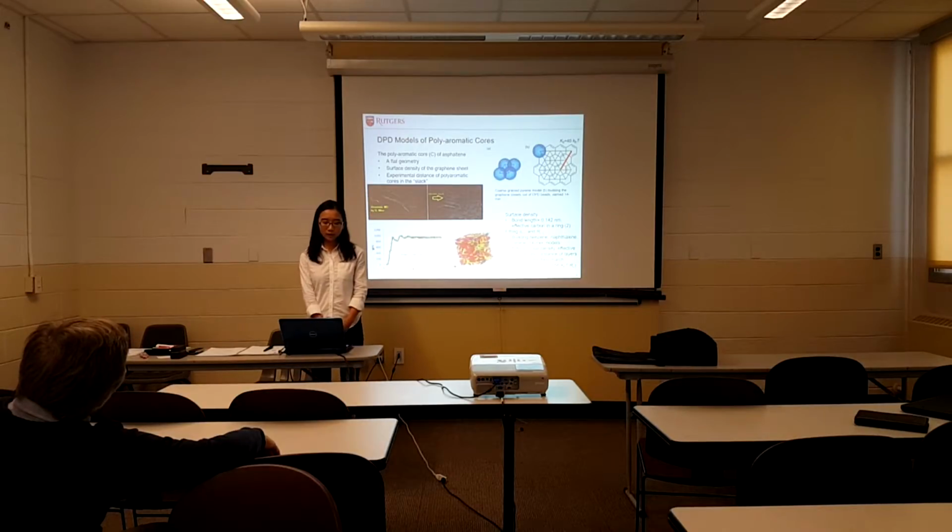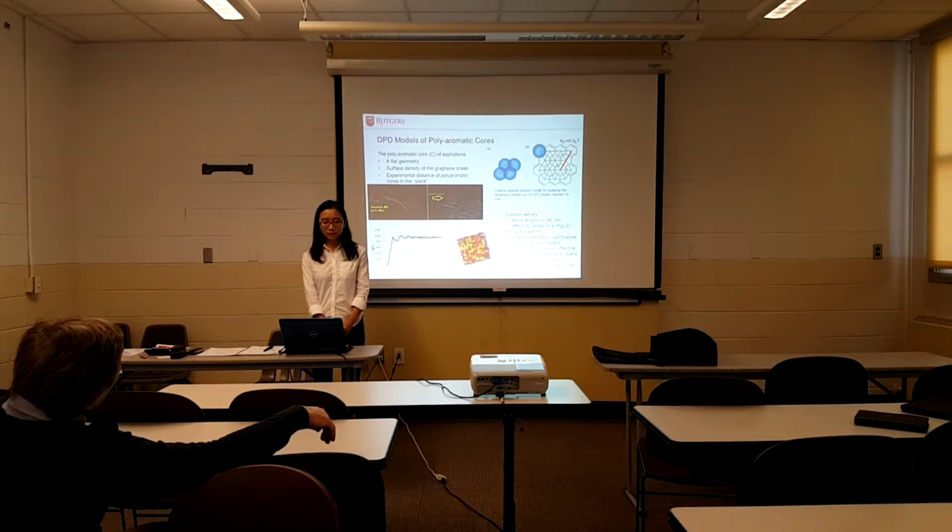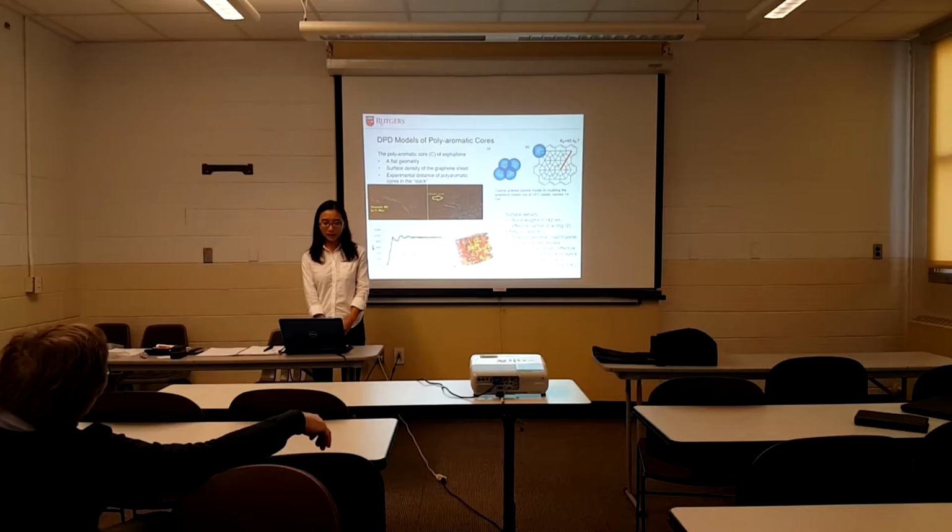So the next component is polyaromatic cores. The polyaromatic cores would be used for later modeling both asphaltenes and resins. So three standards must be satisfied. First, it should be a flat geometry. Secondly, it has a surface density that is equal to that of the graphene sheet. And thirdly, the simulated layer distance should have a good agreement with the experimental distance of the stacks.